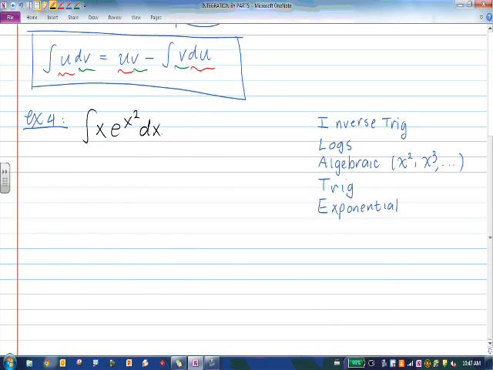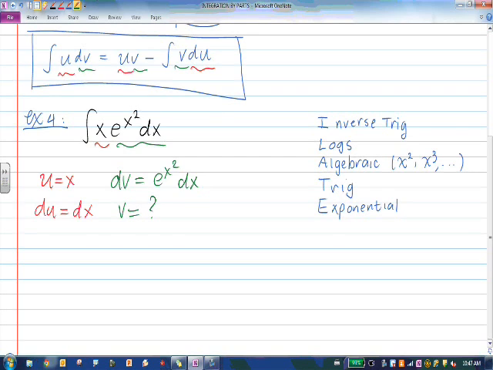Here's a slightly tricky example, the integral of x e to the x squared. If you go through ILATE, you might think that the best choice for u would naturally be x. So if I let u be x, du is just 1, so du is just dx. And what's left over is that v has to be e to the x squared dx. The problem with that is, try as you may, you cannot integrate e to the x squared. If you think you can, you have some issues.